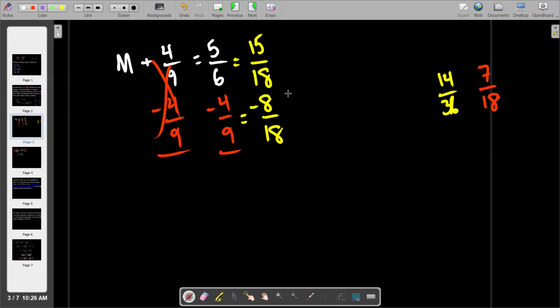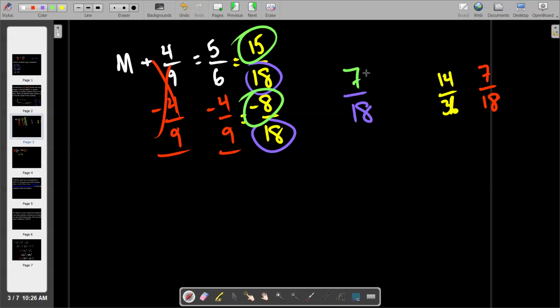It's like you already know from these that the answer is going to have 18 on the bottom, right? And then you just do the math on the top. So you go 15 -8, 7, presto. Any questions on that?